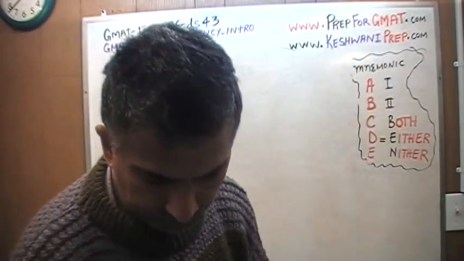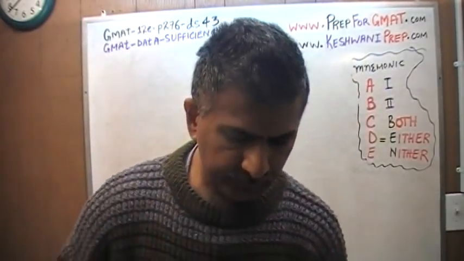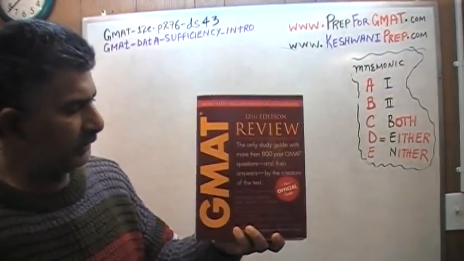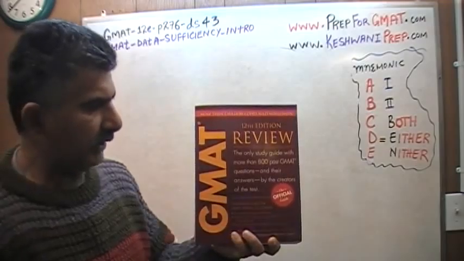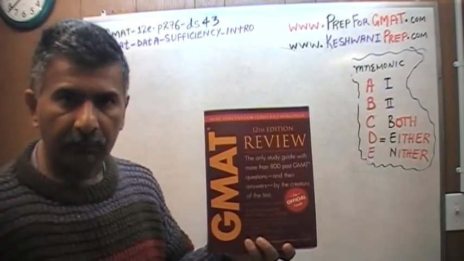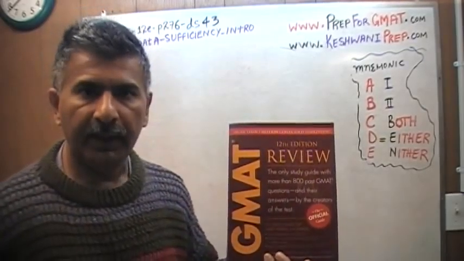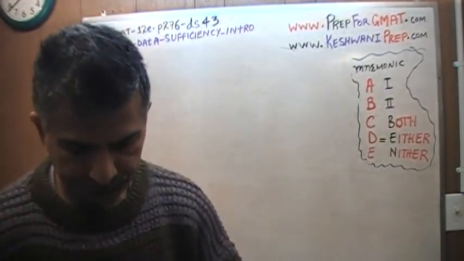K-E-S-H-W-A-N-I, Keshwani. I have been solving data sufficiency problems for GMAT out of this book here, GMAT Review, the official guide, 12th edition. If you do not own this book already, purchase one immediately. You should be able to find it at mba.com.